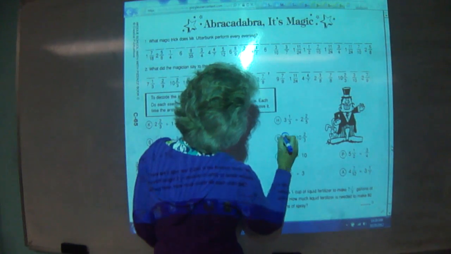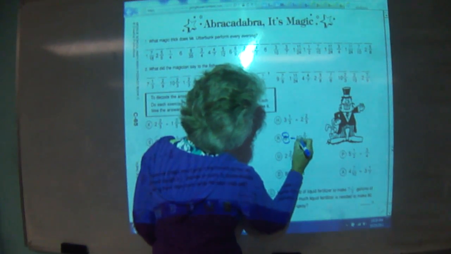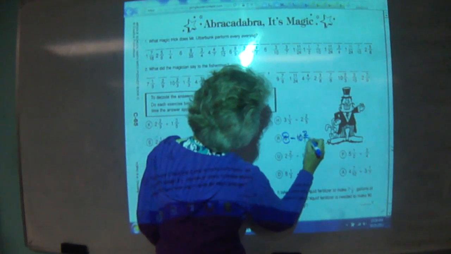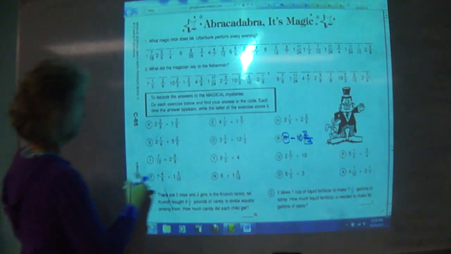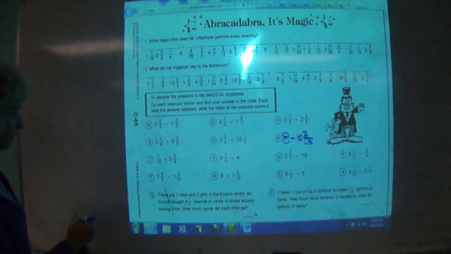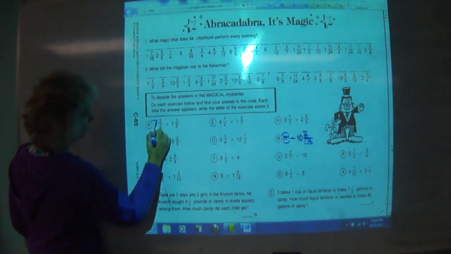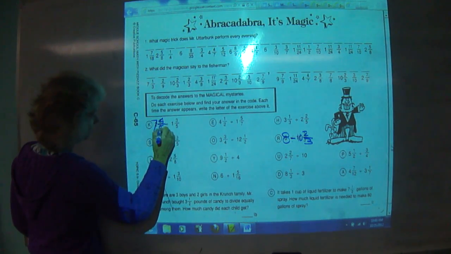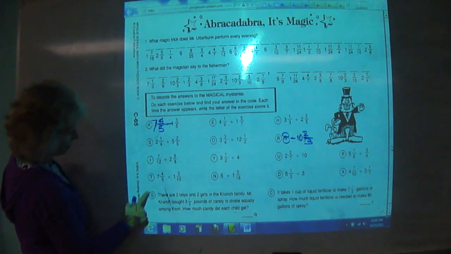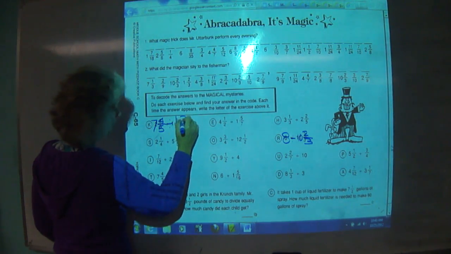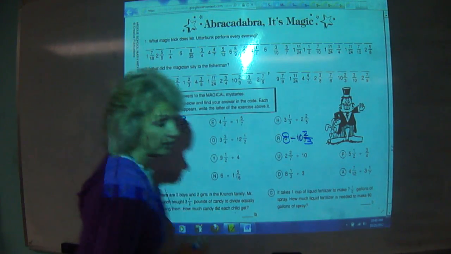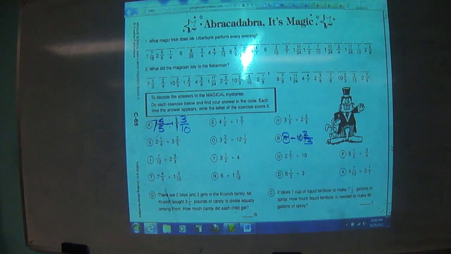Okay, so a whole number, 8 divided by 10 and 2/3. And let's also do one over here. T. 7 and 4/5 divided by 1 and 3/10.